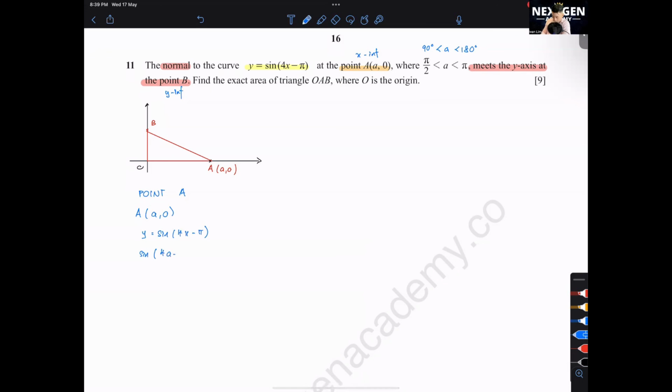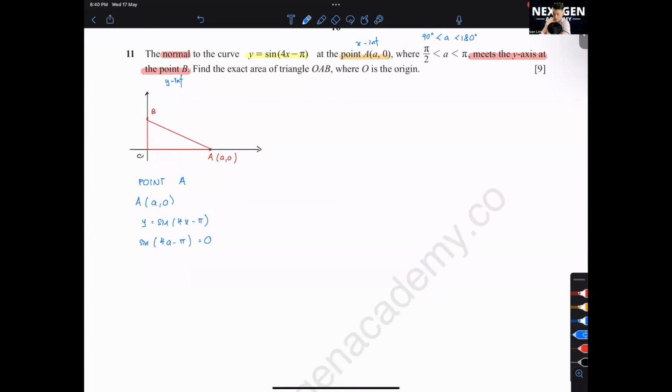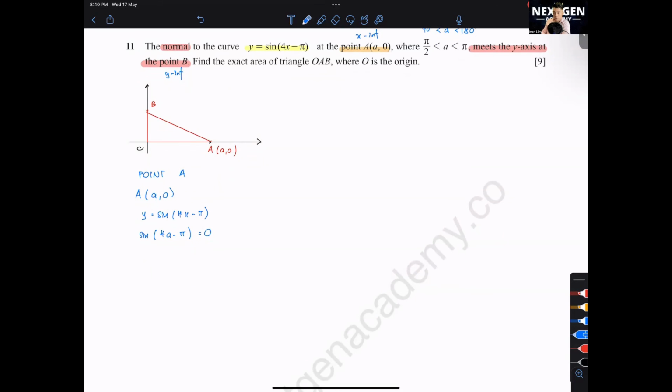Like this. All right, got it? What does this mean? Go and solve for this one here. So my angle will be like this. My 4a minus pi will be 0, pi, 2 pi. Okay, 0, pi, 2 pi.